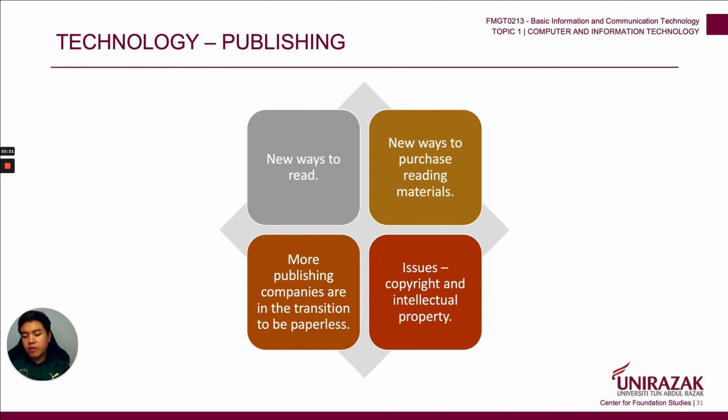New ways to read. You can read from Twitter, Facebook, and we also have all those newspapers online, Star Online. Next, we also have new ways to purchase reading materials. Instead of going to the shop physically, as I mentioned, you can buy online. You can even go to MPH online, Kinokuniya online to purchase the books. And as usual, you have the issues with copyright and intellectual property. This is when pirated books, you buy the material and then you photostat it and distribute it to others. Definitely, it has issues on copyright, intellectual property.